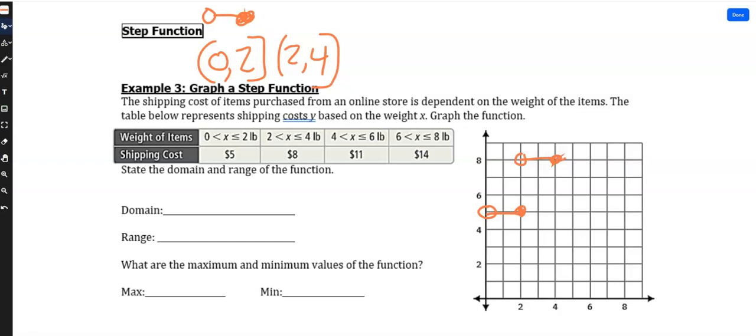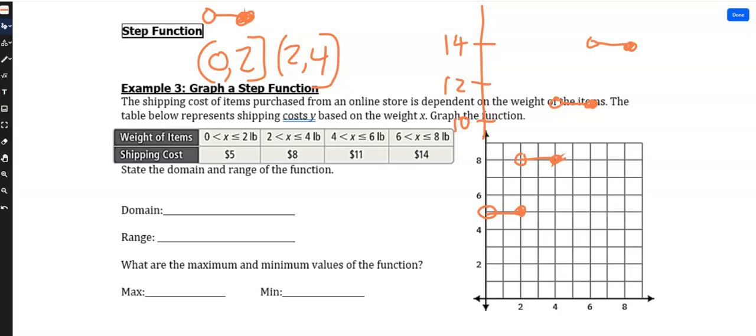Who the heck made this scale? Woo, man. So there's 10. There's 12. There's 14. Okay, 4 to 6 is 11. So open, closed. 6 to 8, open, closed. Get that right. Close enough. That's called a step function.